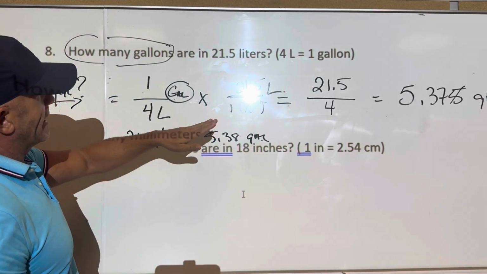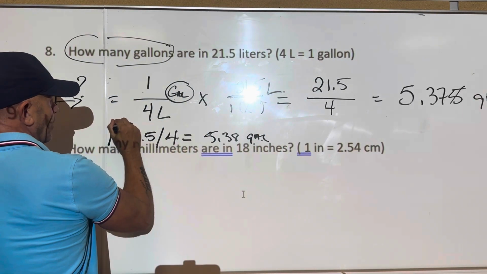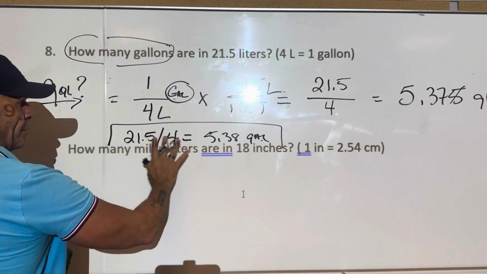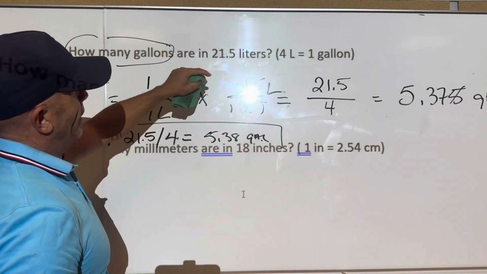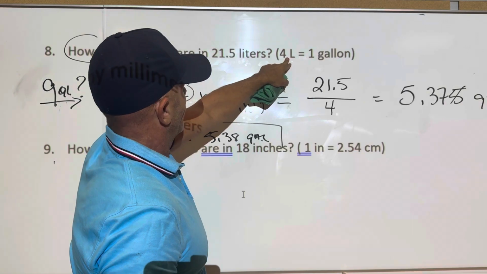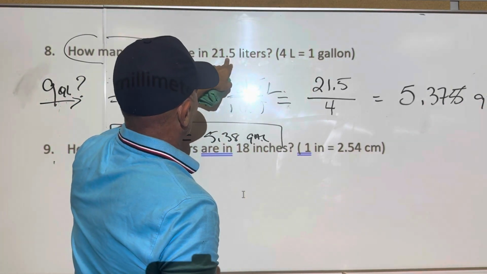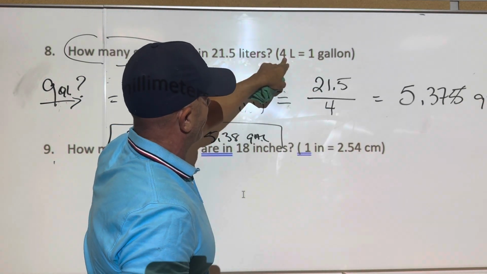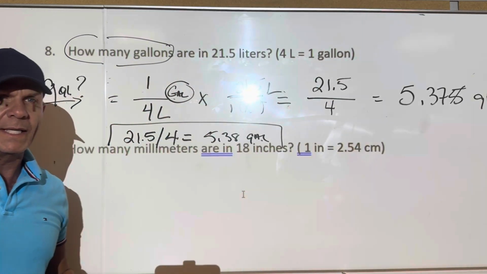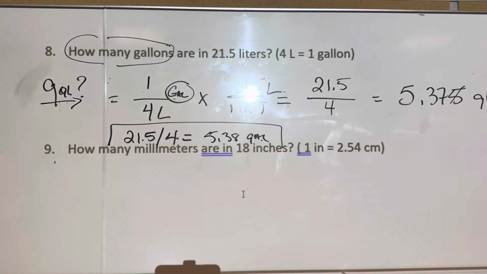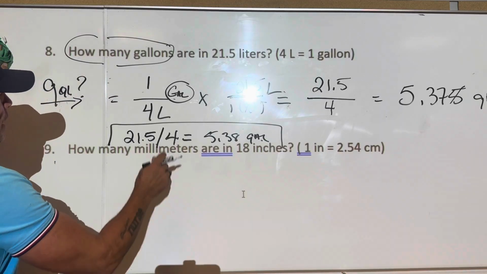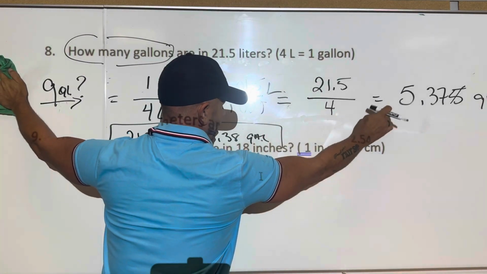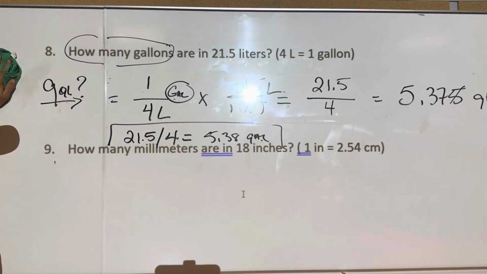Okay, so you see what I did? I double checked, I double proofed my work. This is double stepping, just to make sure you got your answer correct. If you look here, you know 4 liters equals 1 gallon. Well, you take 21.5 divided by 4, and that gives you how many gallons are in there. Okay? It's just a simple step to proof your work to make sure you got the right answer. It's a simplified way. For this class, you need to know how to do this, all right?